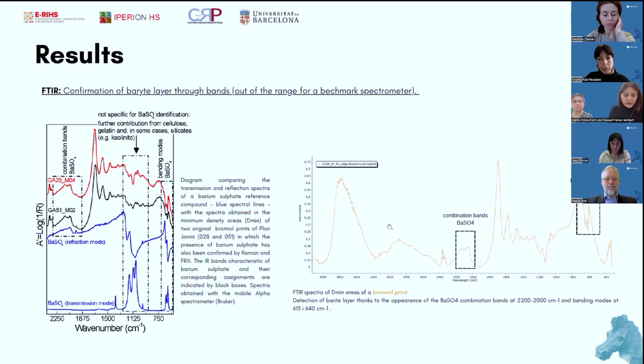Furthermore, the detection of the barium sulfate signals is inversely proportional to the density of the image. That is, it is well detected at the mean areas, as we can see in the spectrum, partly at the mid areas, and very little or not at all at the max areas. This is due to the presence of the ink layer in the image, which limits the access to the lower layers as the image density increases.